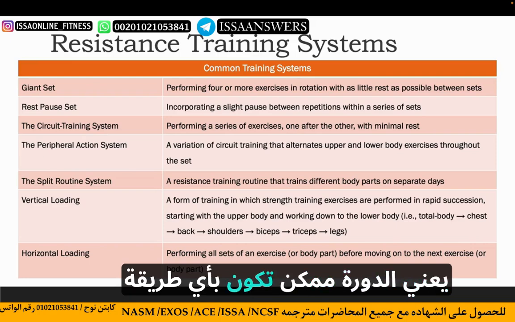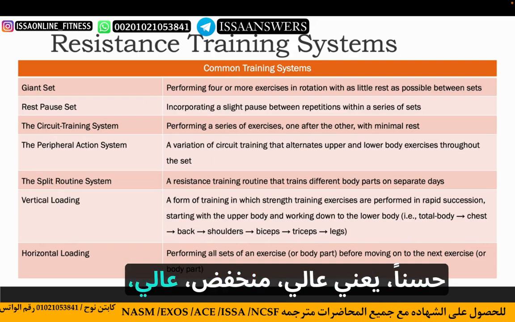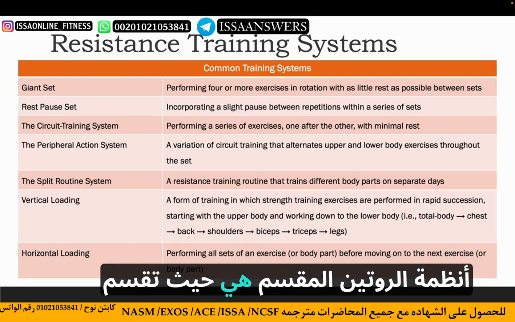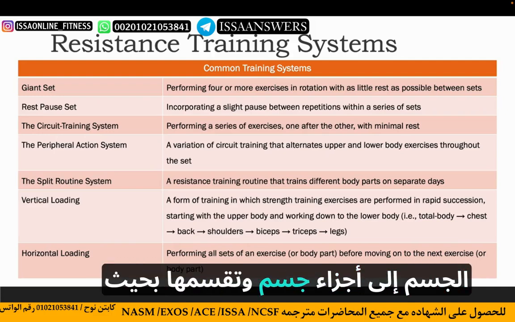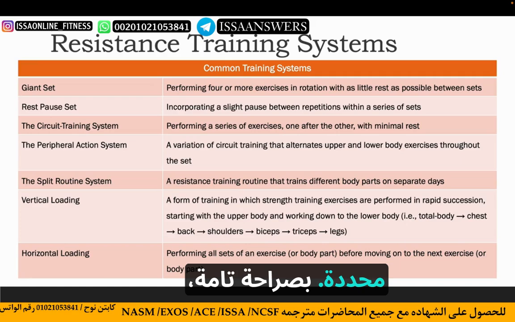Peripheral action system, like it says here, is a variation where you alternate between upper and lower. So circuit can be any way you want to put it. Peripheral, it's the periphery, all right? So higher, lower, and splitting between them. Split routine systems are where you actually split the body up into body parts, so that you can do those body parts on specific days.